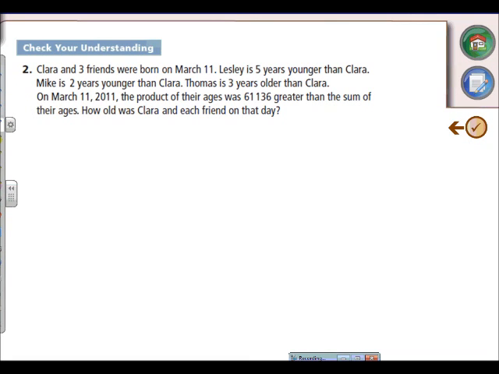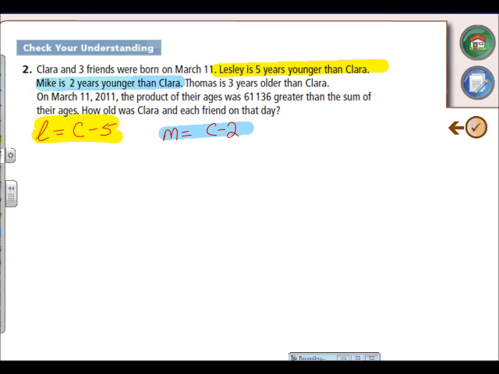All right, working through this one. Clara and 3 friends were born on March 11th. Leslie is 5 years younger than Clara. So let's start making sentences from that. Leslie is 5 years younger than Clara. That's the yellow C. Mike is 2 years younger than Clara. All right, let's try this one out. So Mike equals 2 years younger than Clara.